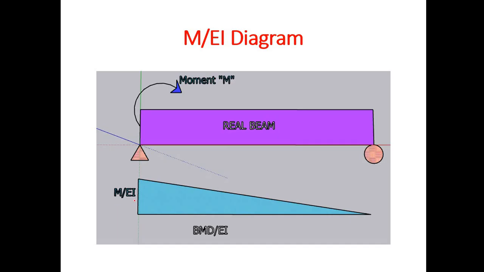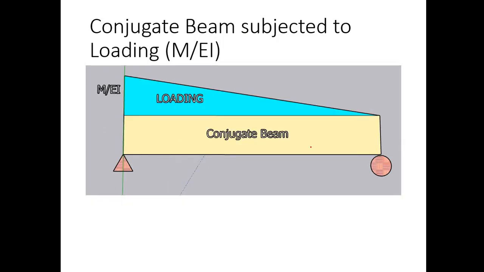So this is the bending moment diagram for the real beam, the M by EI diagram, the bending moment diagram divided by EI. Now this is the conjugate beam. Here A can be taken as A dash and the other support as B dash. The distance between these two supports is L. You can imagine that these two supports are simply supported as in the case of the real beam. So the real beam and conjugate beam have the same support conditions, as we saw earlier in the previous videos. Now the M by EI diagram is applied as loading, as a triangular loading.